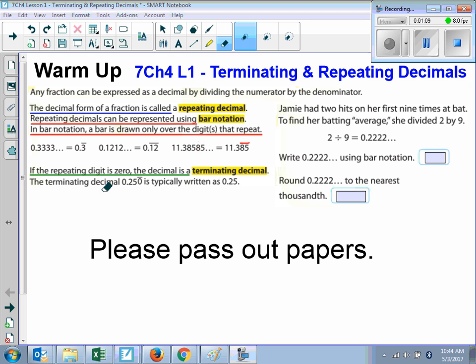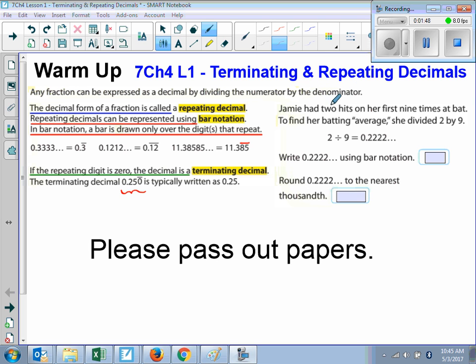Now, if the repeating digit is a 0, the decimal is called a terminating decimal. So that means if you keep on doing your long division and you keep getting 0, 0, 0, 0 as the remainder, then that is a terminating decimal. So if you look here, if you have 0.250, remember we said that the trailing zeros are insignificant, so you don't even need them. So that's the reason why when we write them as a terminating decimal, we write 0.25.